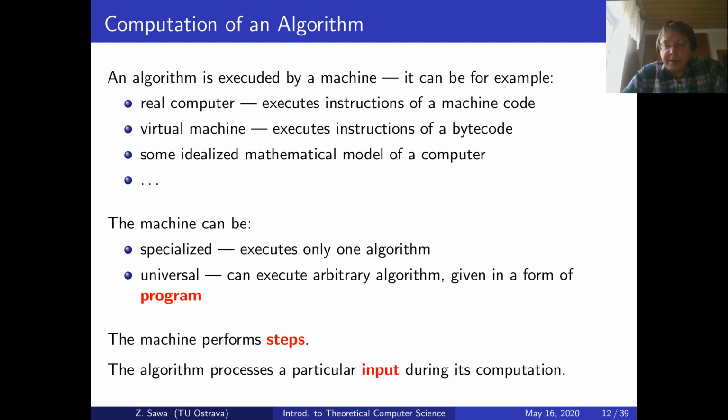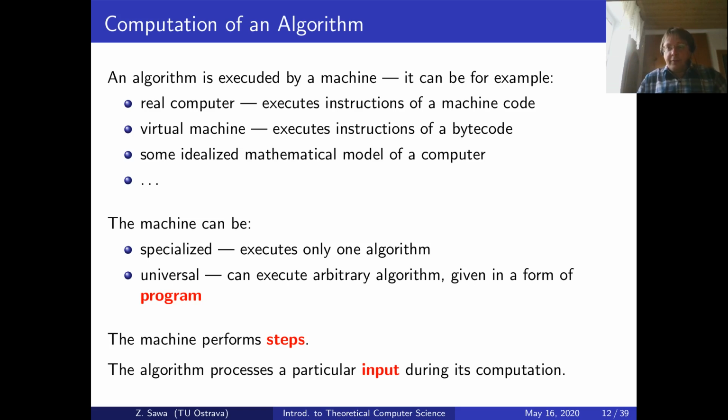Or this machine could be in some sense universal, in the sense that it obtains not only input data, but it could obtain the description of the algorithm in the form of a program. So if the machine obtains different programs, it will be able to execute different algorithms. These programs are not built into the machine.